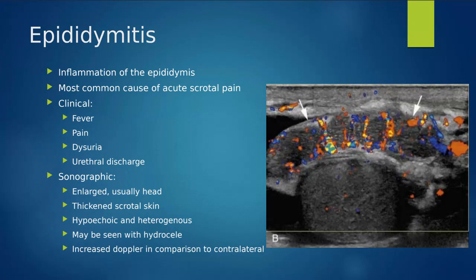On ultrasound, the epididymis is going to appear enlarged, especially the head of the epi. We're going to see thickened scrotal skin. Remember, we want to see that skin measuring less than 3 millimeters in AP diameter. We are also going to see a hydrocele starting to form, as we previously said, and we are going to see increased vascularity when we are using our Doppler, particularly in comparison to the opposite epididymis.